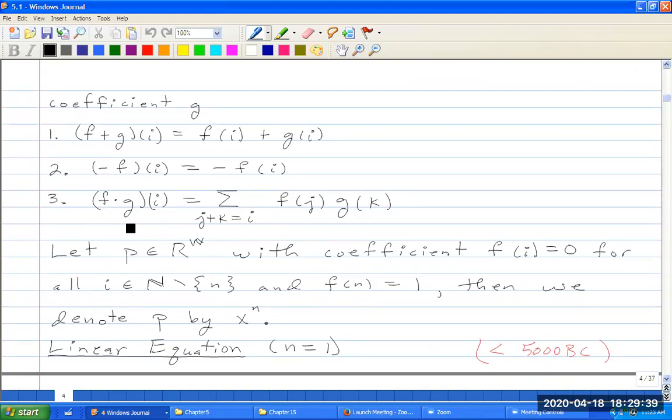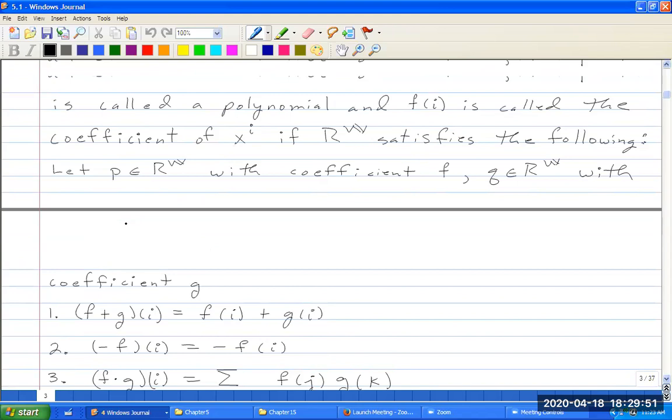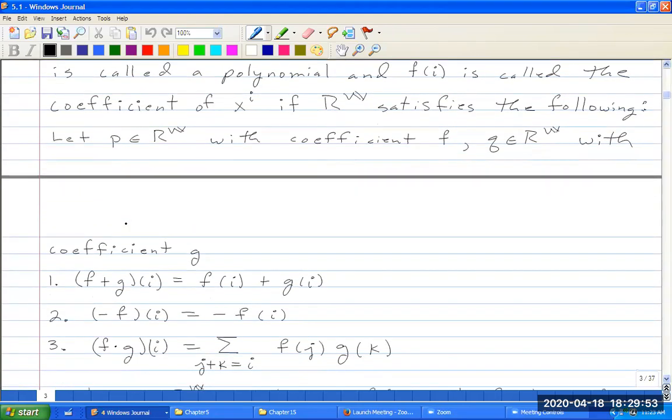Let P be in R to the whole numbers, RW, with coefficient F sub I for all, I should really say, even though it sounds better this way. Okay. Even though that was precise, it just didn't sound as good. Okay.